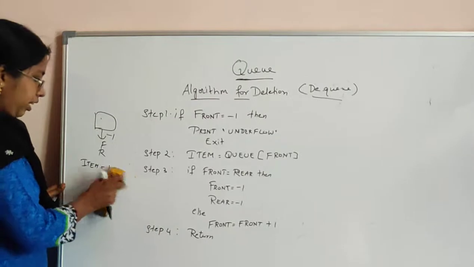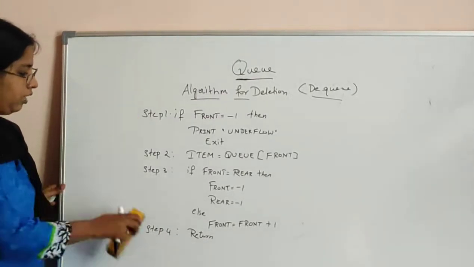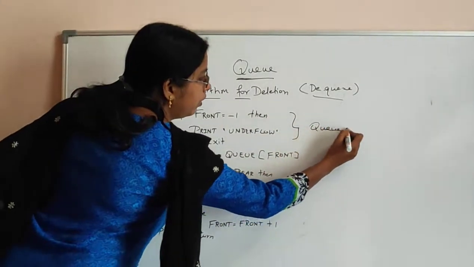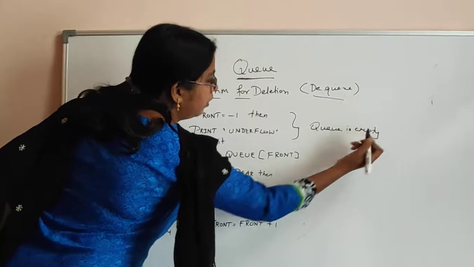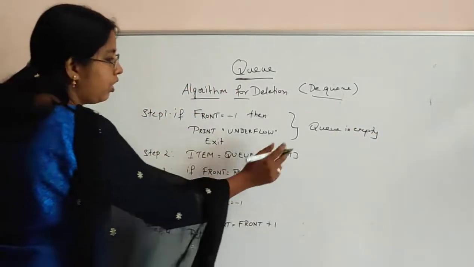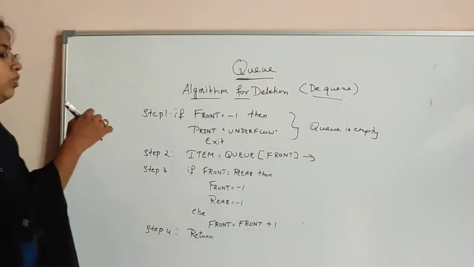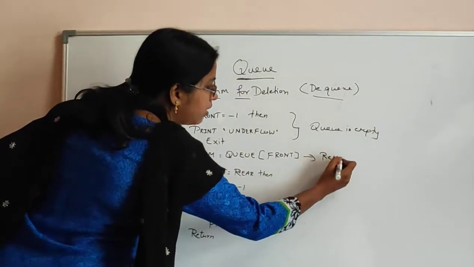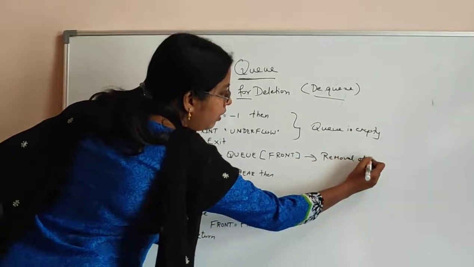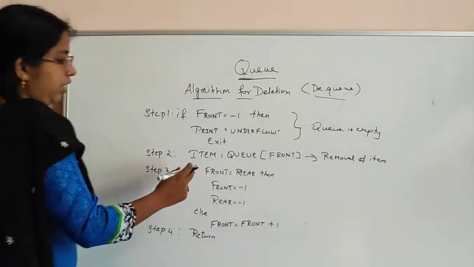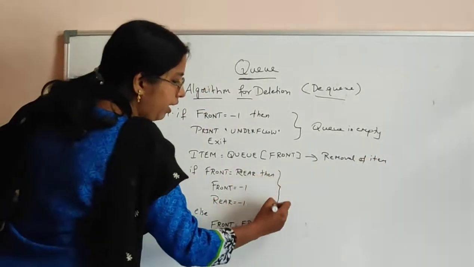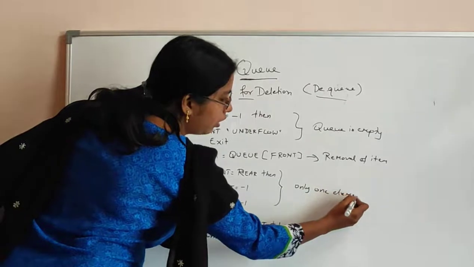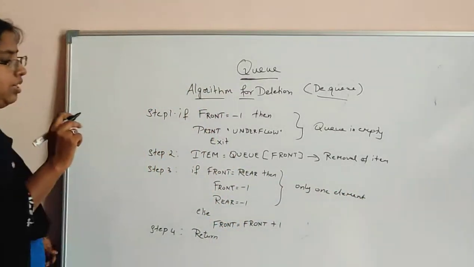So here there are 3 conditions which we should understand. One is when the queue is empty. The second one is when you are removing an item from the queue. For removal of the item, we are using this statement. In this case, what will happen? Only one element is there in the queue. Then we will have these statements.